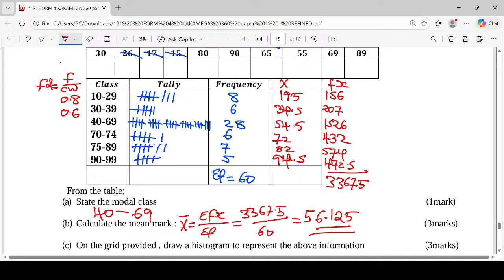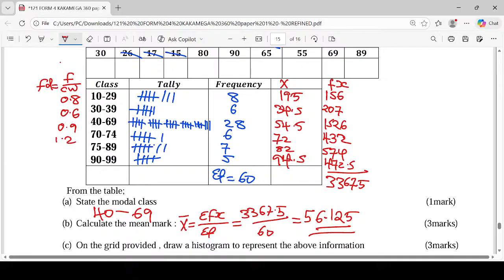That is a class interval of 30. So frequency density is 28 divided by the class interval. That gives you 28 divided by 30, that is 0.9. Then 6 divided by 5, that's 1.2.